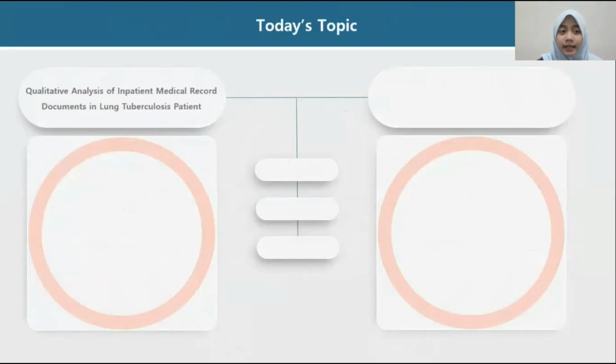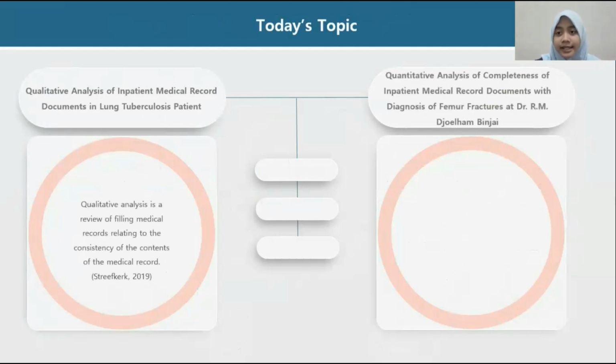Today's topic is about the qualitative analysis of inpatient medical record documents in lung tuberculosis patients and the quantitative analysis of completeness of inpatient medical record documents with a diagnosis of femur fracture at Dr. R.M. Binjai.